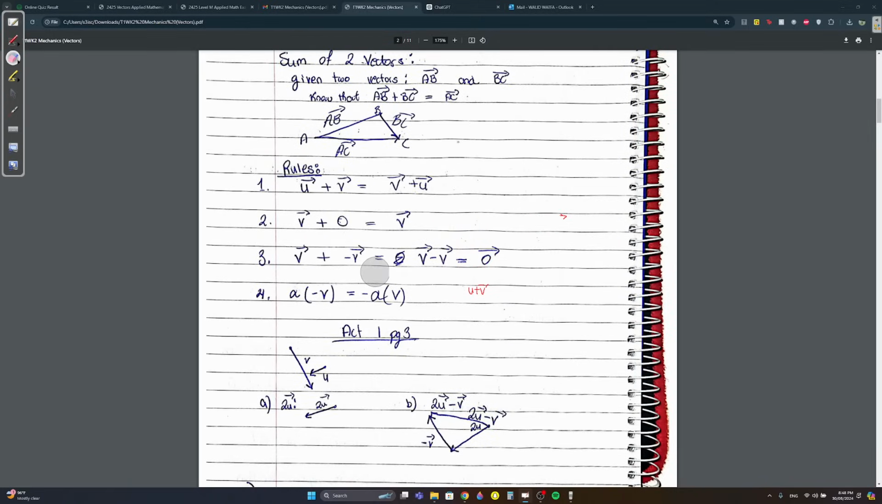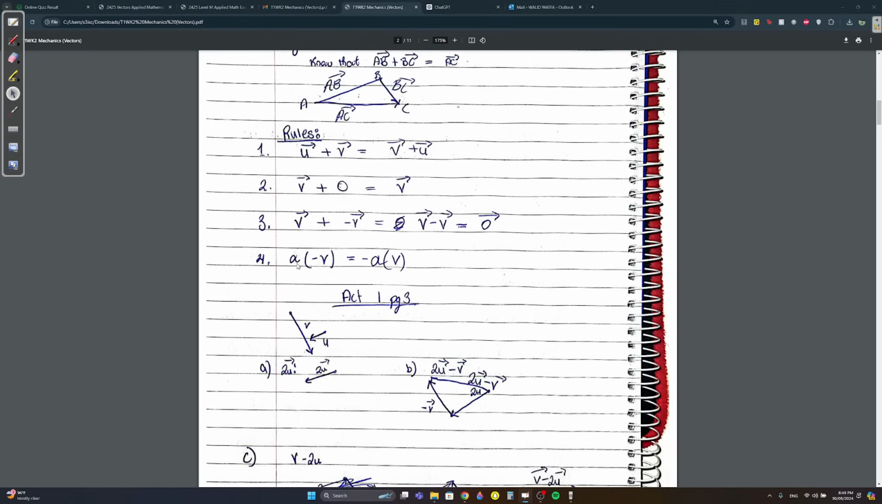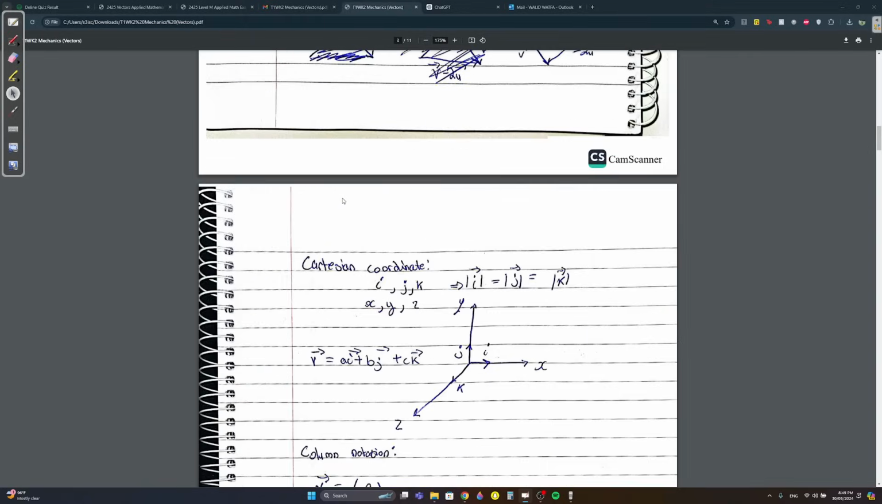These are a few rules. They're easy, pretty self-explanatory. u plus v can be written as v plus u. v plus 0 is equal to v. v plus minus v is obviously the same as v minus v, which is the same as just 0. Any number times minus v is the same as saying minus that number times v. These are all alpha. You don't really need them.